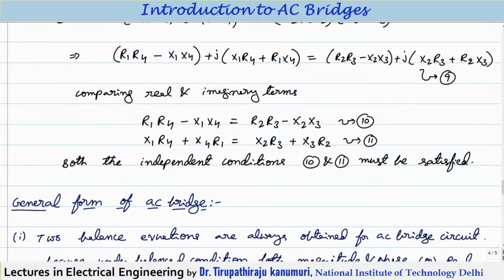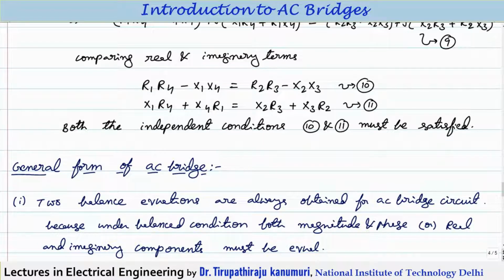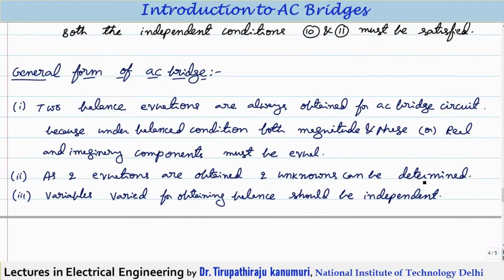From the above two things we have observed that whenever you are solving the bridge circuit under balanced condition, you will get two equations for AC bridges. So we have to solve the two equations. The same thing I have mentioned here, the general form of the AC bridge. Two balance equations are always obtained for the AC bridge circuit, because under balanced condition both magnitude and phase, if you are representing in polar form, or real and imaginary components, if you are representing in rectangular form, must be equal. So that's why two equations will come. As two equations are obtained, we can solve for two unknowns, because two equations means we can solve up to two unknown quantities. So we can solve up to two unknown quantities using this bridge in balance condition.